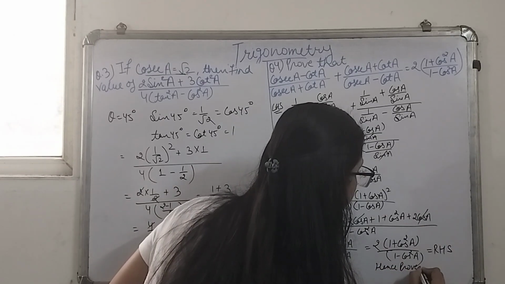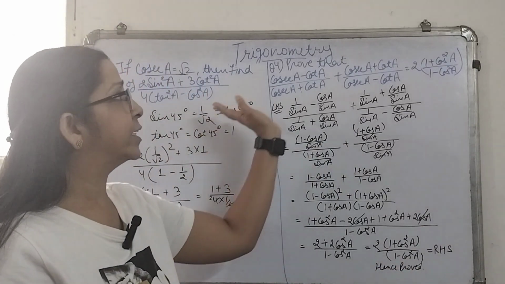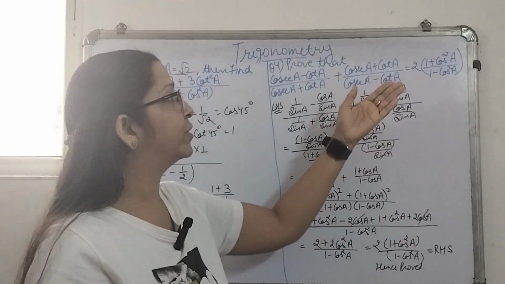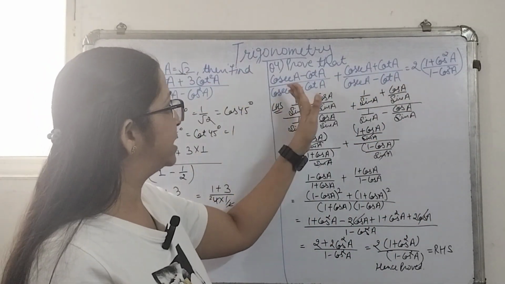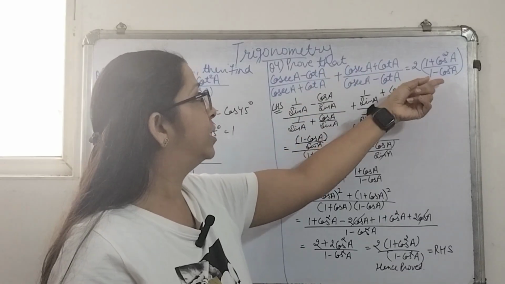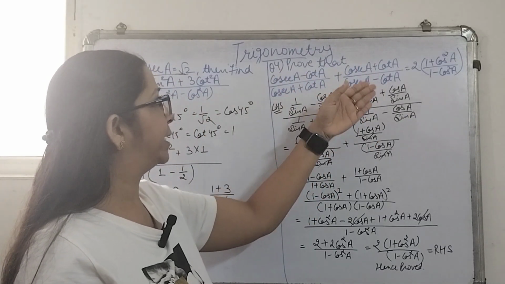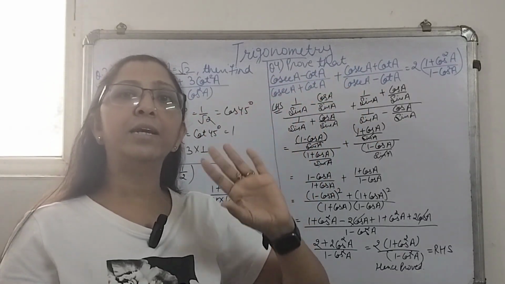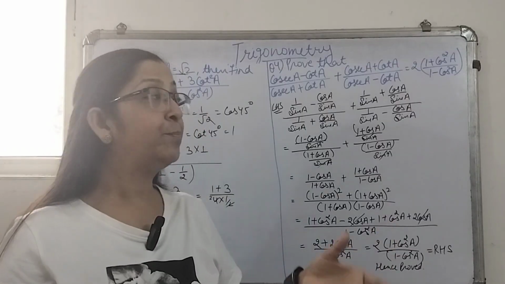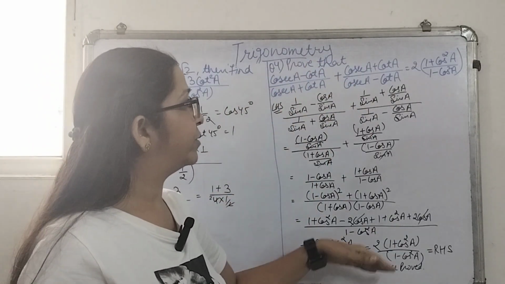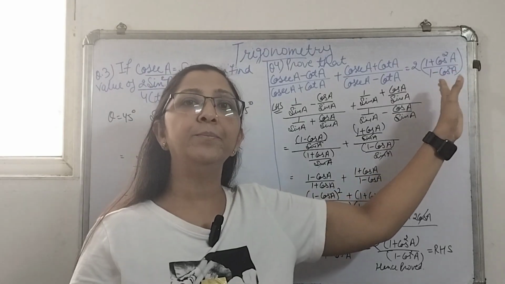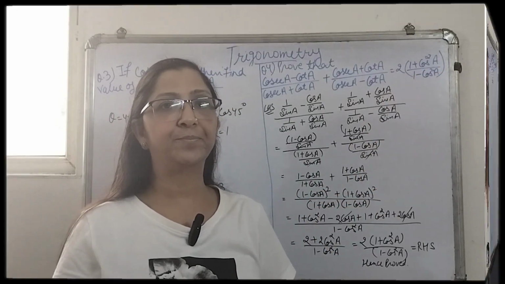So whenever there are proving questions, either we can go from LHS to RHS or we can go from RHS to LHS. So it is easy to go from here to here because whenever we have terms that are not in terms of cos A and sin A, it is better to convert it into cos A and sin A, and if we solve it further, we will come to the things which are required.